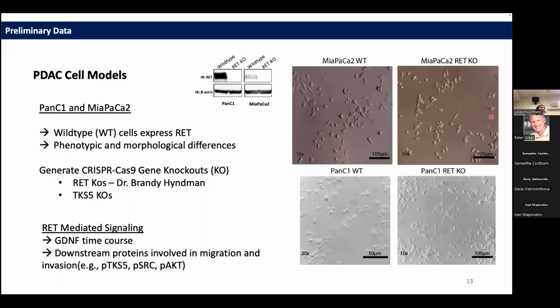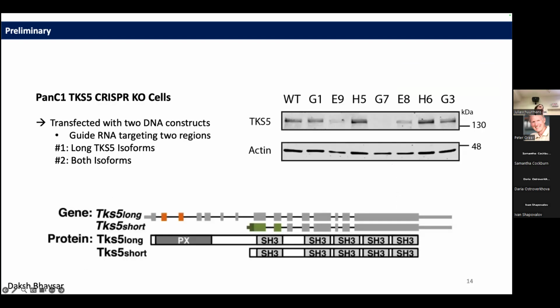And to first characterize these cells, I'm just trying to figure out how to get rid of the laser point. There we go. I'm going to look at RET-mediated signaling in these cell lines. So over a GDNF time course is their downstream protein activation with proteins that are involved with migration and invasion, like TKS5, Src, and AKT. A little bit more about the PANC TKS5 CRISPR knockout cells, because I've been spending a lot of time on them.